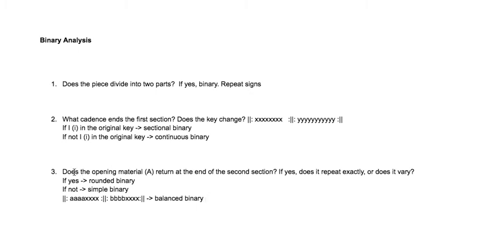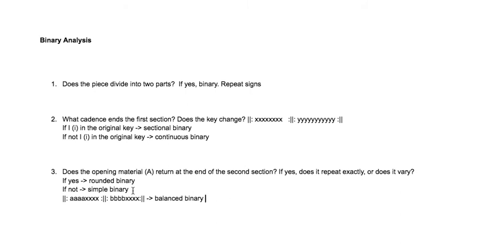Okay, and the third question you're going to ask yourself is, does the opening material return at the end of the second section? So if it does return, whether it repeats exactly the same or it varies a little bit, as long as we can see a clear return of the opening material, it's called a rounded binary. And if it never returns at the end of the second section, that's what we call a simple binary. So the whole piece is more like through composed.